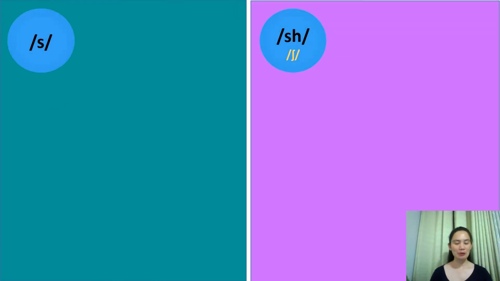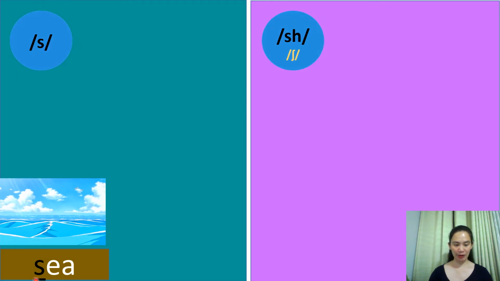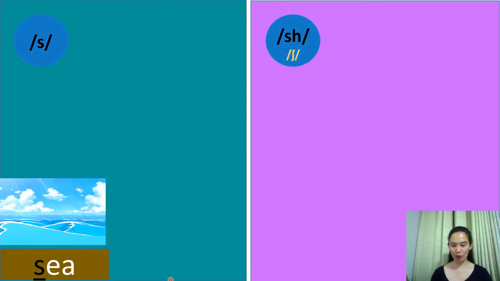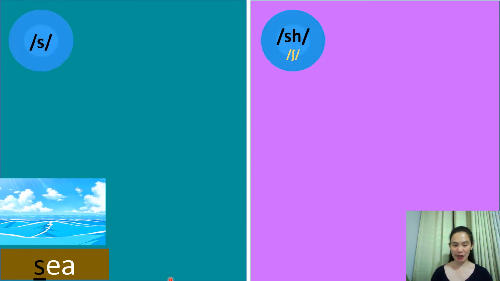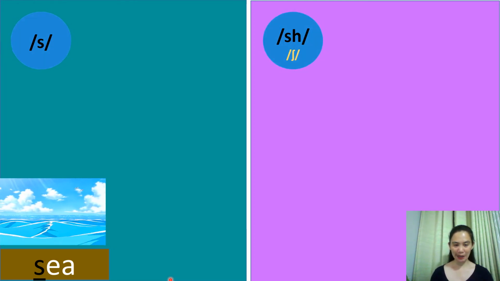Let's go to the next pronunciation symbols for consonants. We have the symbol that stands for the sound of S and the symbol that stands for the sound of sh. For the sound of S, we have the word like see. We have more words that start with letter S that sound like S, like the words sit, send, and silent.